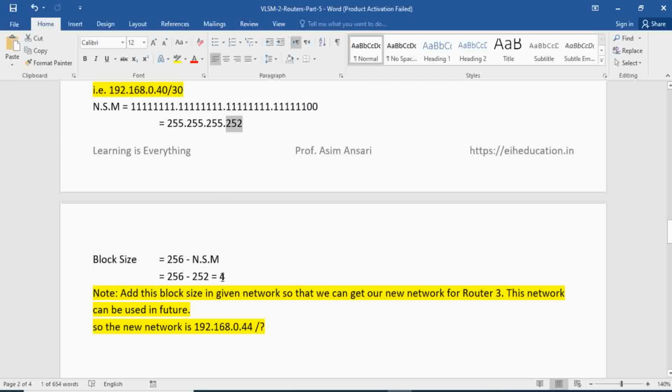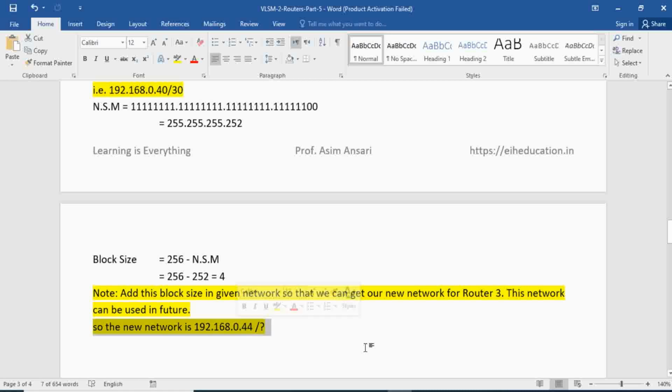Add this block size to the given network so that we can get our new network for the virtual network. So the given network is 192.168.0.40 and then add 4. Our new network will be 192.168.0.44. We don't need to use this new network, but it will help us to find the broadcast address, or we can use this network when we expand our network. Basically, when we connect router 3, this network will go to router 3.